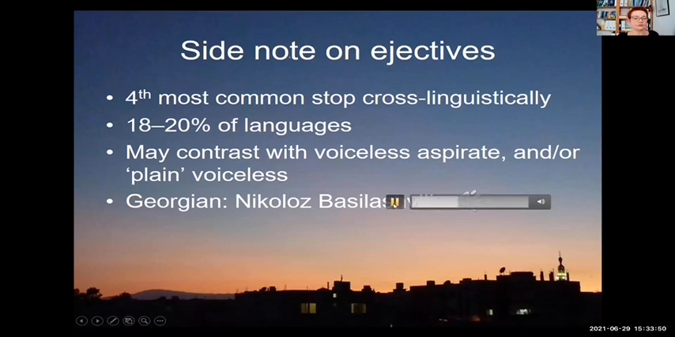Nikolos Basilashvili. Nikolos Basilashvili.